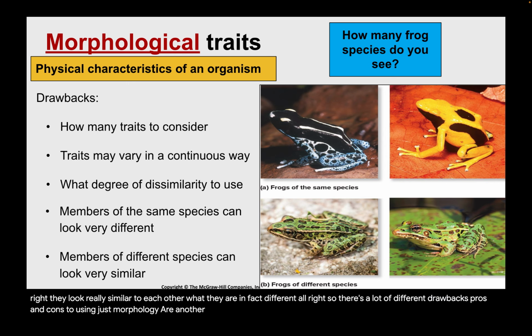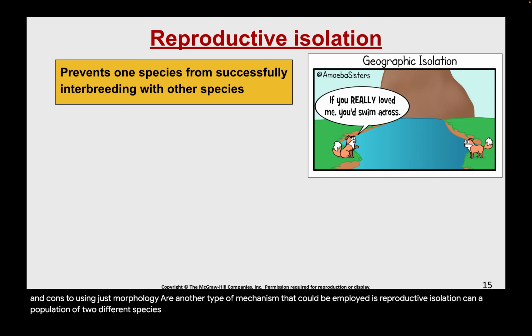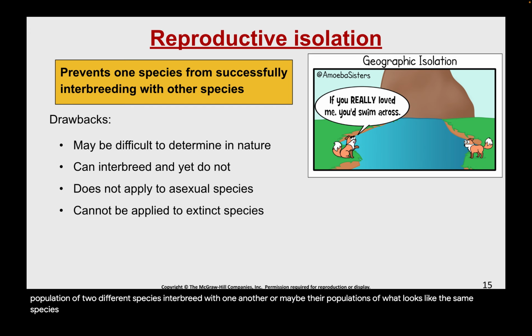All right, another type of mechanism that could be employed is reproductive isolation, right? Can a population of 2 different species interbreed with one another, right? Or maybe they're populations of what looks like the same species. Can they interbreed with one another, right? So again, this might be simplistic in that we could just observe a population and say, well, looks like population A is having offspring with population B. They're interbreeding. We're going to assume they're the same species. But again, there are drawbacks to that, right?